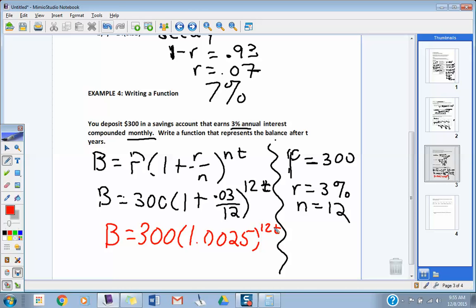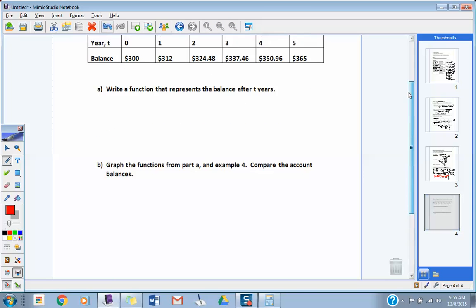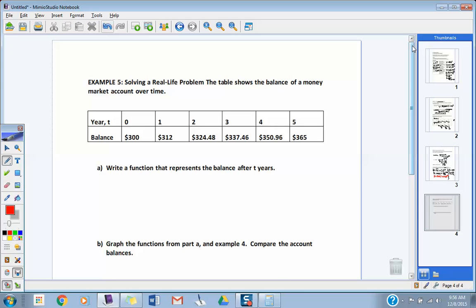The more I compound money, the quicker the balance grows. Okay? And I want to compare this to what we have in example 5, where all of a sudden, guys, here's a table that says, hey, here's a real life problem, and a table that's going to show you the balance of a money market account over time. So guys, at the very beginning, what was our balance? What was our balance here?